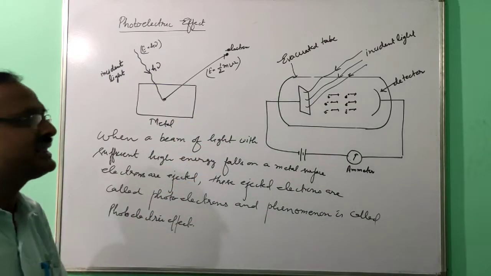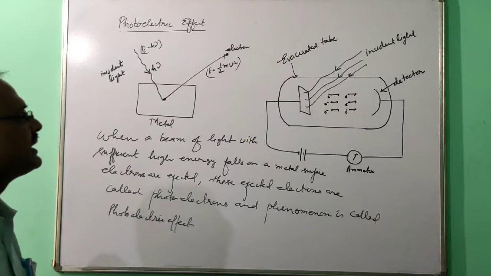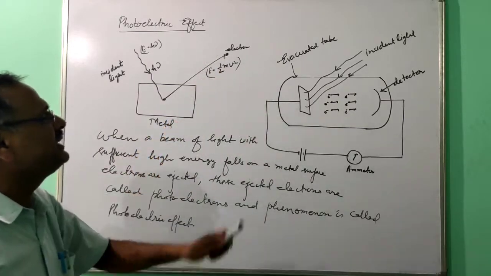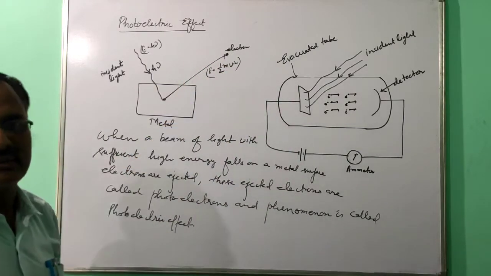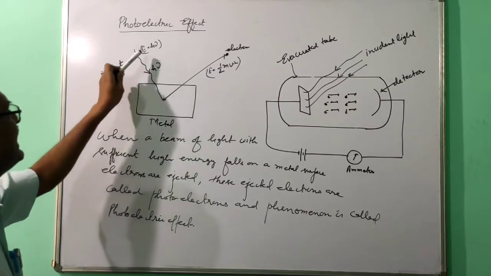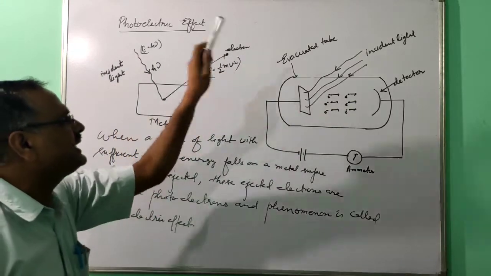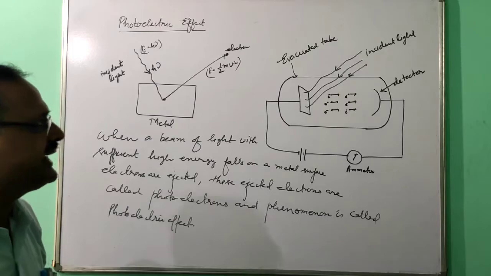From this metal surface, I have shown only one electron coming. Like that, many electrons are coming. The electron which is coming is called a photoelectron. Since this photon has the energy E equals h nu, that energy is transferred to the electron and takes the form of kinetic energy.